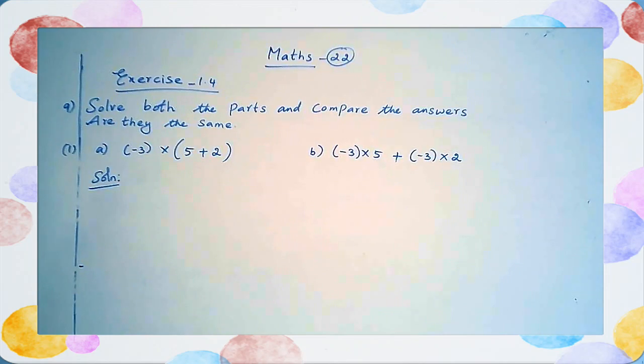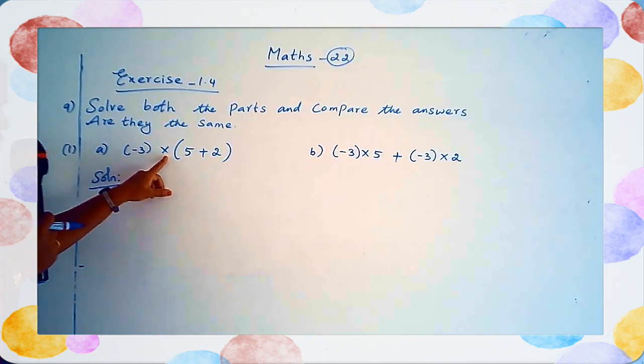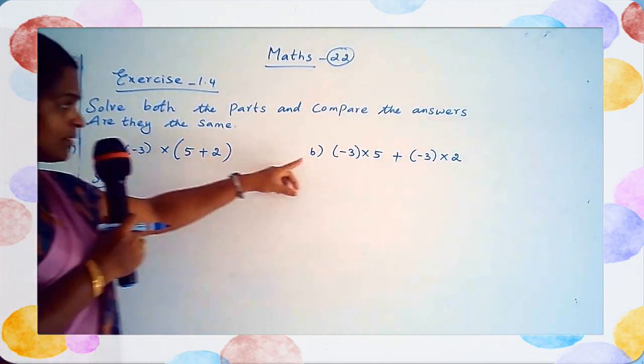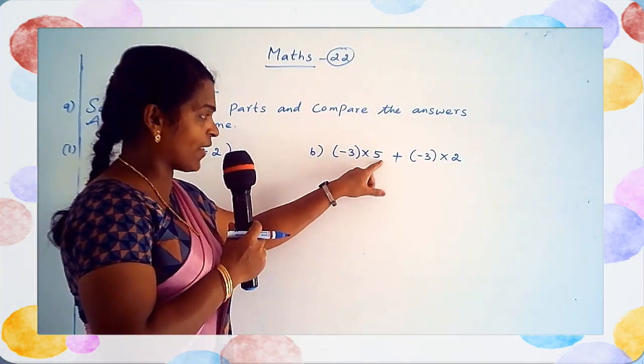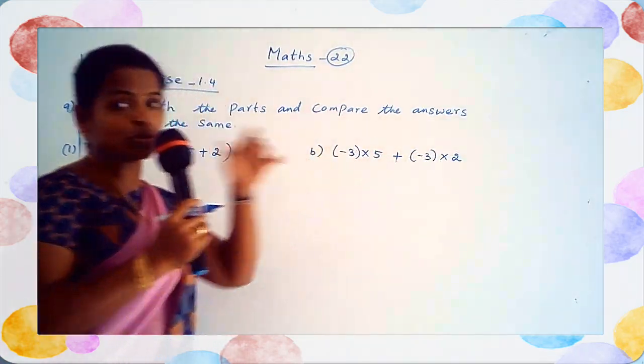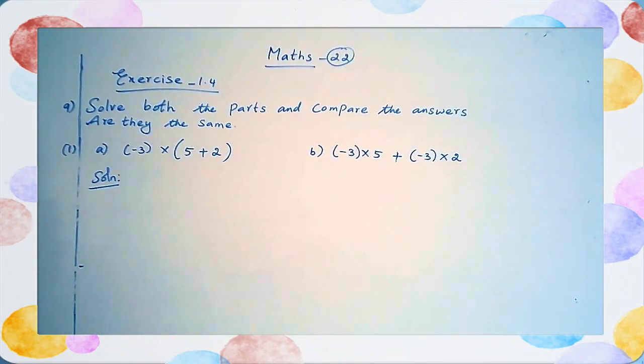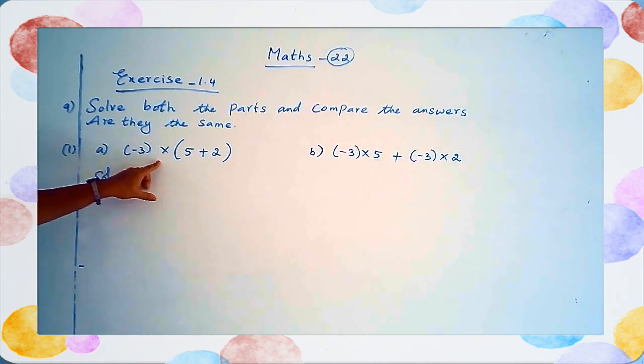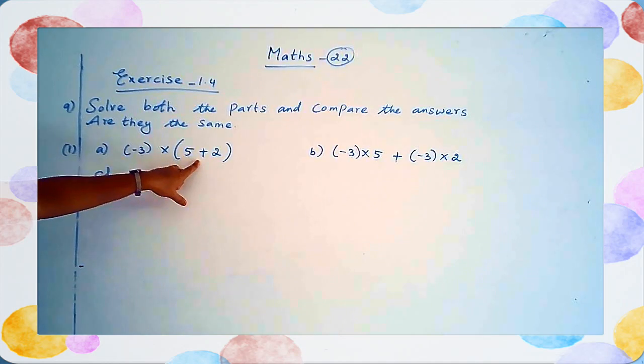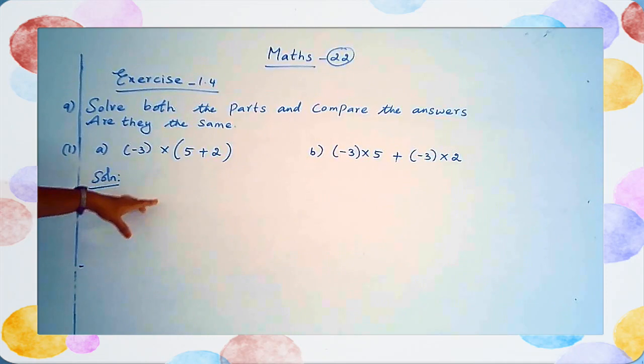Are they the same? Here two parts are given. First part A is minus 3 into 5 plus 2 and B is minus 3 into 5 plus minus 3 into 2. Yes children? So this is the distributive property of multiplication over addition. Here multiplication and addition operations have come. So that's why this is related to the distributive property of multiplication over addition.